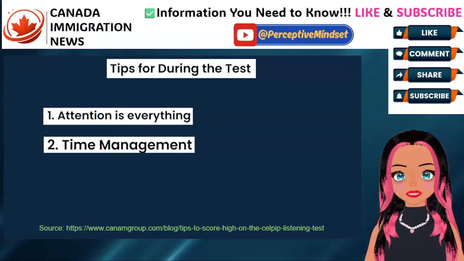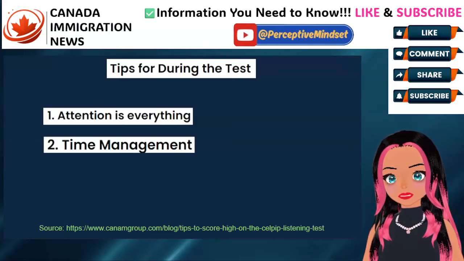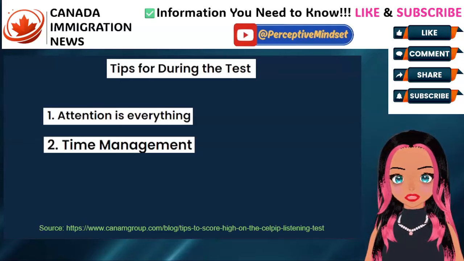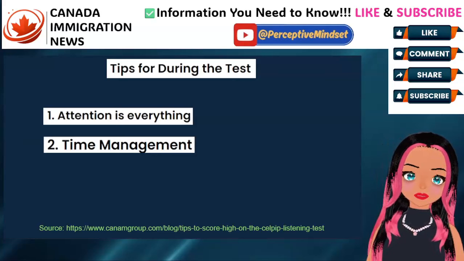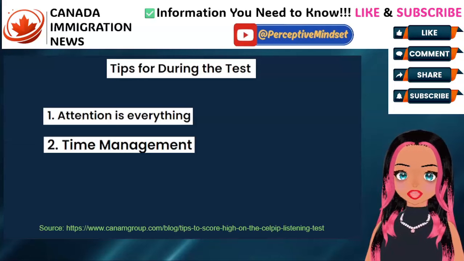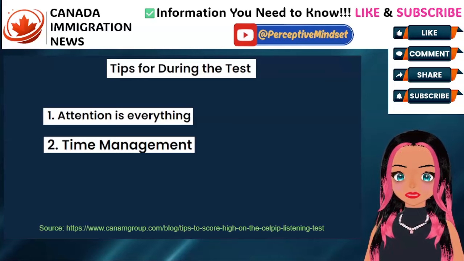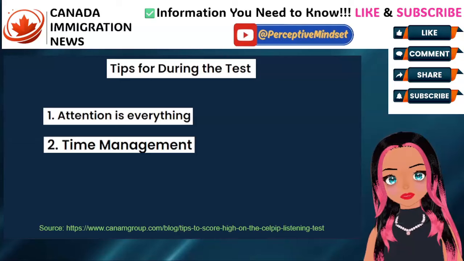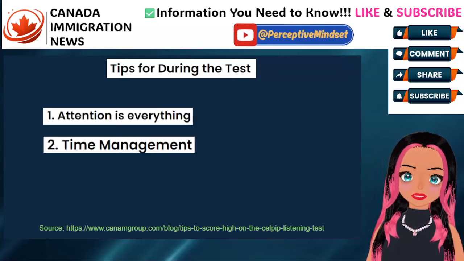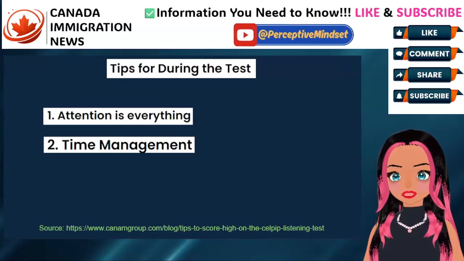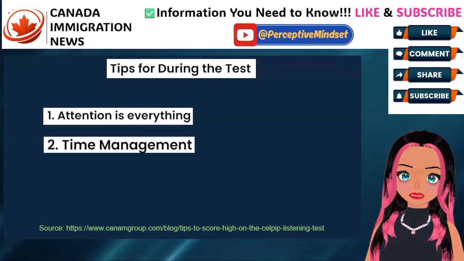Time management, again, is also important during the test. In the CELPIP listening test, you must learn to manage your time because you have a limited time to answer every single question. If you are stuck on one question, skip it and answer further. But you have to keep an eye on the timer and try to answer every question within the time limit.